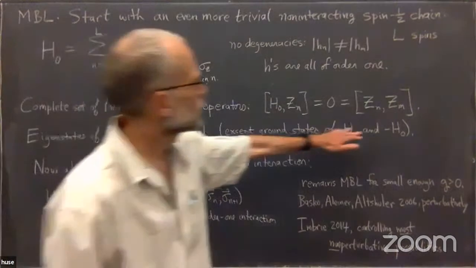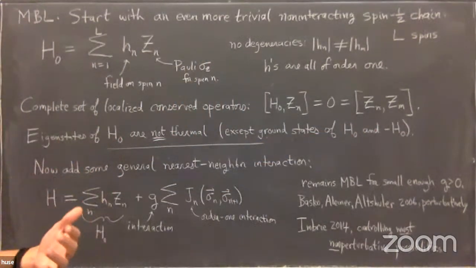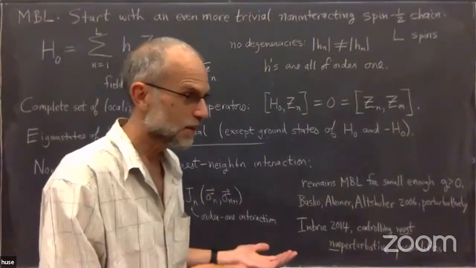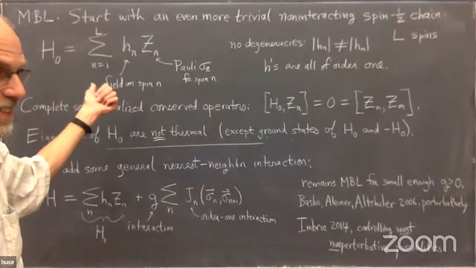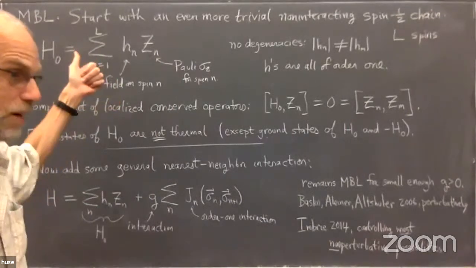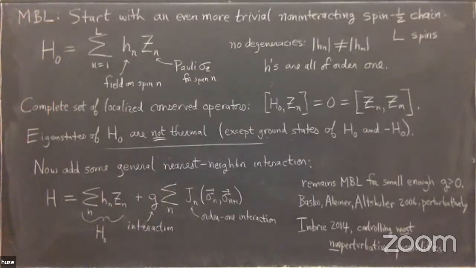And that's the thermal state for that version of zero temperature. So these are zero temperature thermal states, but all the rest of the eigenstates don't look thermal because their energy corresponds to something that's non-zero temperature, but every spin is either up or down. It's not in a Boltzmann distribution, right? So they're not thermal. Okay, so that's the simple starting point.